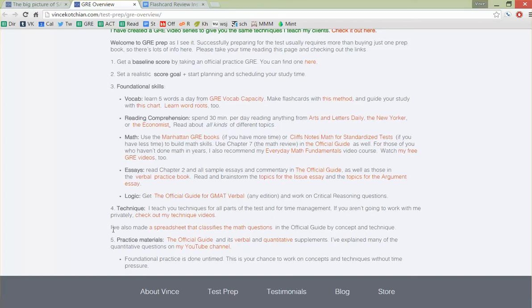Once you've learned the concept at a lower level, practice it at the GRE level. And that spreadsheet will keep you organized. Okay, moving back to foundational skills.